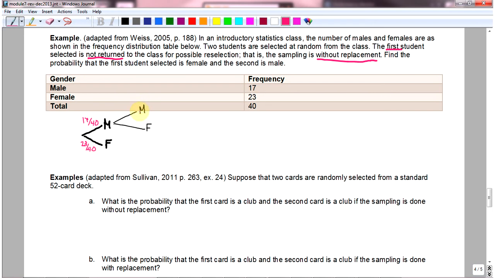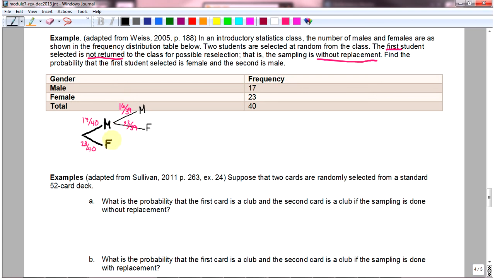Okay, well, the probability that another male would have been selected, and remember that once the first male was chosen, they're not returned for a possible reselection. So that means now we have 16 men. Okay, so there's 16 possible males left, and the total is now 39, right? Because that initial male is gone. Okay. Similarly, looking at the probability that given that a male was selected, what is the probability that a female would be selected second? Well, there's still 23 to choose from, again out of a total of 39 students that remain.